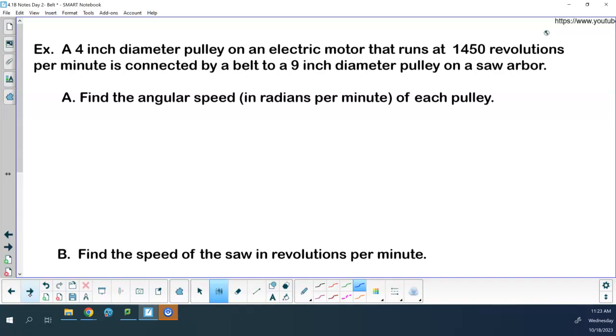A 4-inch diameter pulley on an electric motor that runs at 1,450 revolutions per minute is connected by a belt to a 9-inch diameter pulley on a saw. Find the angular speed in radians per minute of each one. Find the speed of the saw arbor, that is where the saw is. And then find the speed of the saw in revolutions per minute. Okay? Go for it.